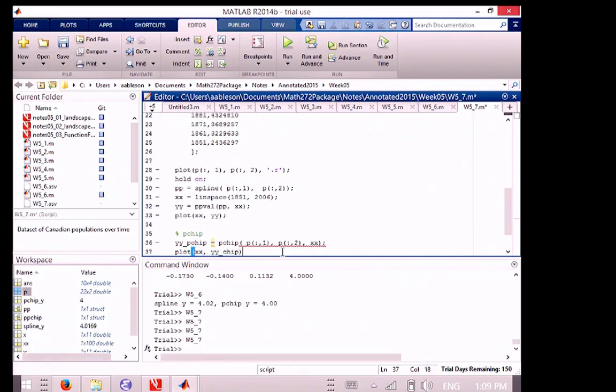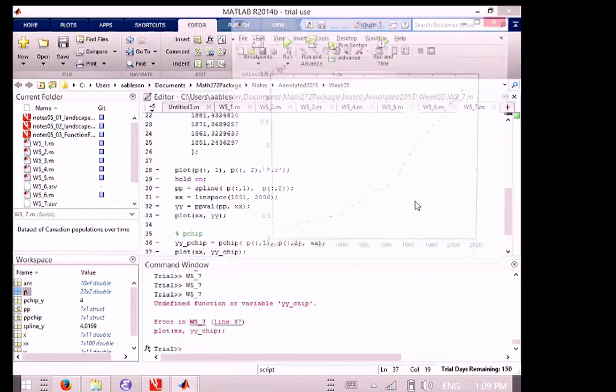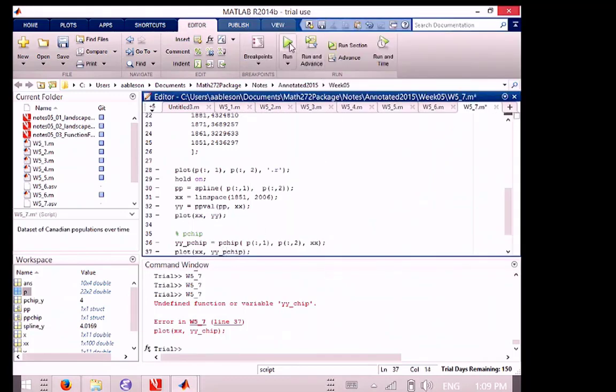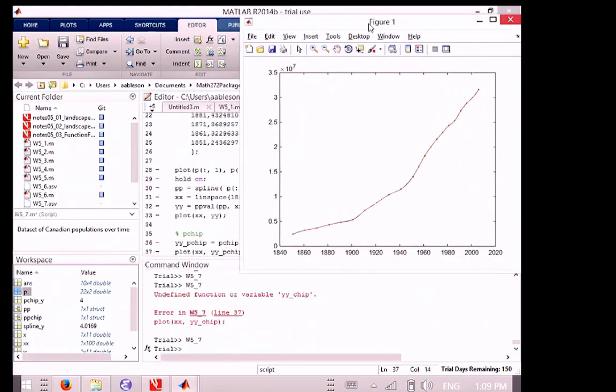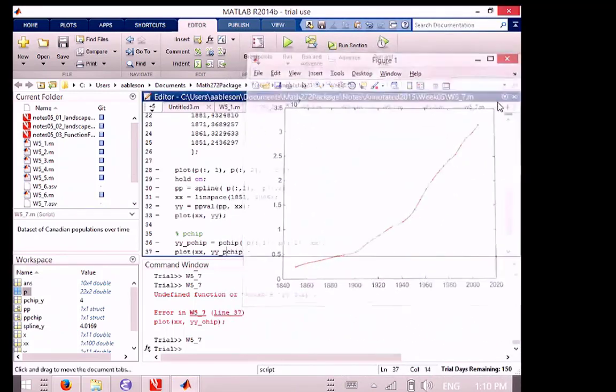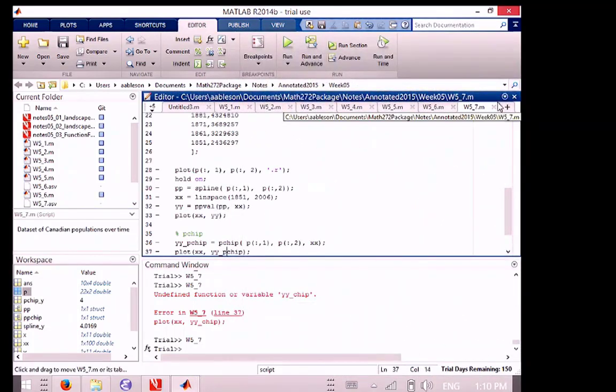And then we use the same x's in our plot, because those are the same no matter what. But then we use our chip values. Oops, y p-chip. There we go. Lovely. And again, you get almost the same graph. I'll show the code for a second, then we'll go take a look at the graph in detail.